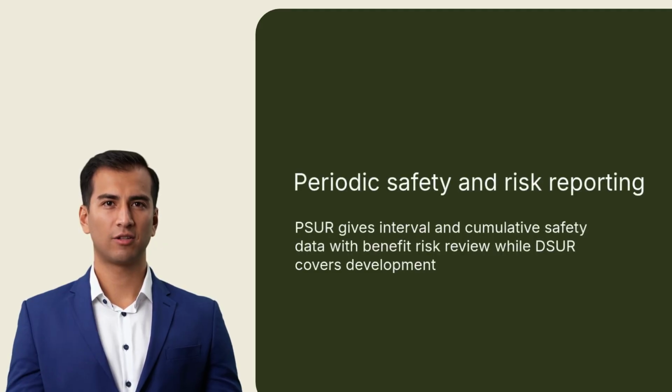Periodic reports step back from single cases and present interval and cumulative safety data with an integrated evaluation of benefit and risk. The PSUR is prepared in the Periodic Benefit-Risk Evaluation Report format and addressed by GVP Module 7. The DSUR is the annual safety report for products still under clinical development.